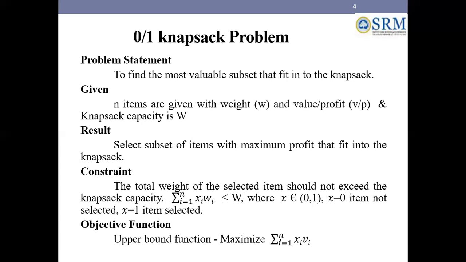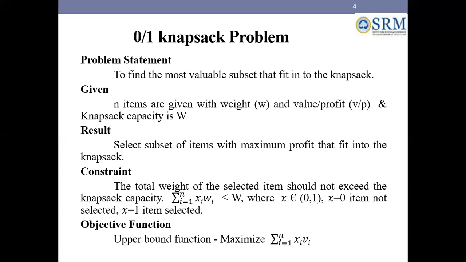If the ith item is not added, xi is 0, so 0 into weight adds 0, and the item is not added into the knapsack. If xi is 1, the item is selected. That is called the constraint: the total weight of the items in the subset should be less than or equal to the knapsack capacity. A solution that satisfies the constraint is called a feasible solution.